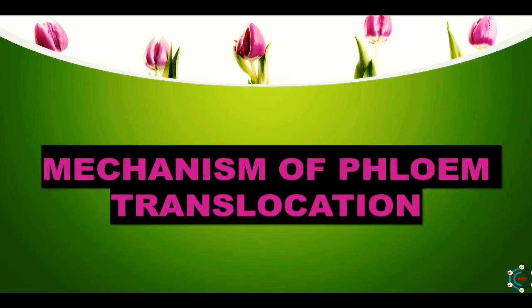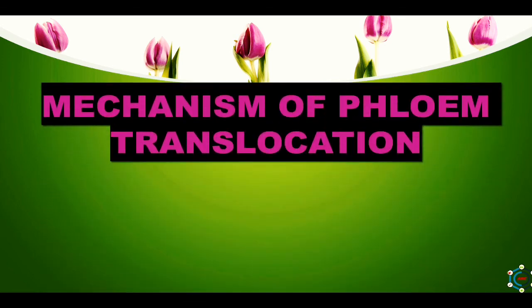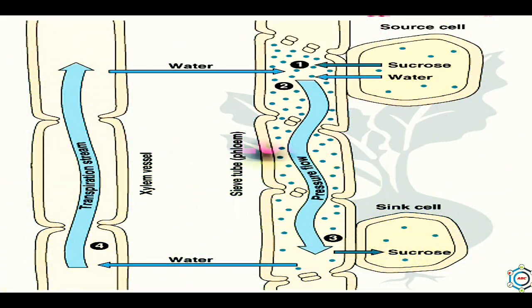Now, after this, what is the mechanism of the phloem translocation? Several theories have been proposed to explain the mechanism of phloem translocation, like diffusion hypothesis, active diffusion theory, electro-osmotic theory, interfacial flow hypothesis, Munch hypothesis, etc. Among them, the Munch mass flow hypothesis is the most widely accepted, which is briefly discussed here.